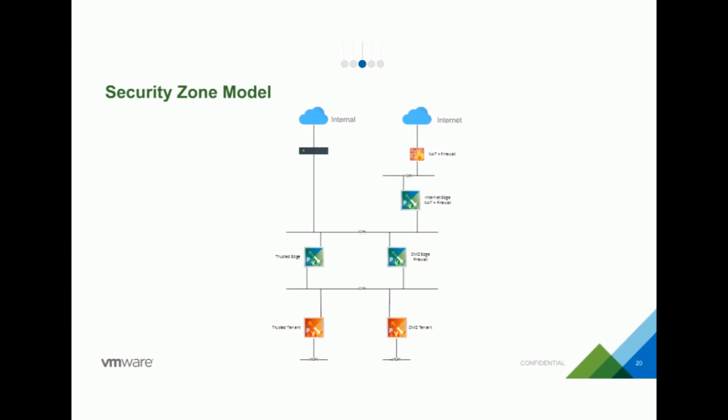From a security zone model, we still have the same concept of a DMZ and a trusted tenant with the same sort of access policies for each. But what we have down here is the very southbound portion of this diagram. You can see that the network type has changed from VLAN to VXLAN. And again, this is really just to give us that flexibility of self-service deployment.